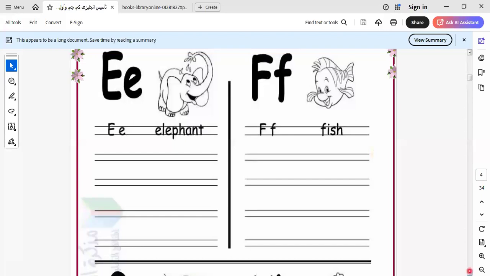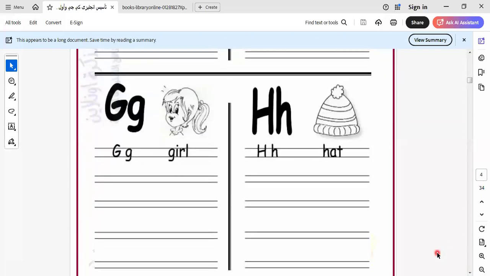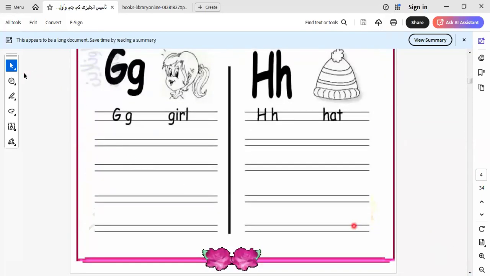I will give you 2 letters only on the video to be able to keep it, okay? Here is capital G and small g. G for what? For girl. Here we have girl. So capital G and small g for girl.